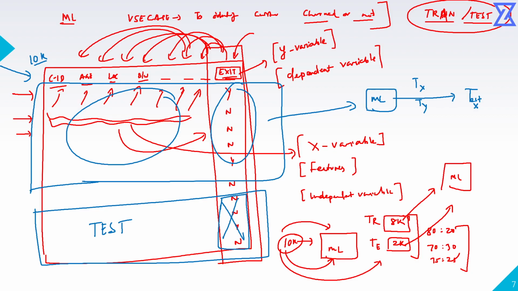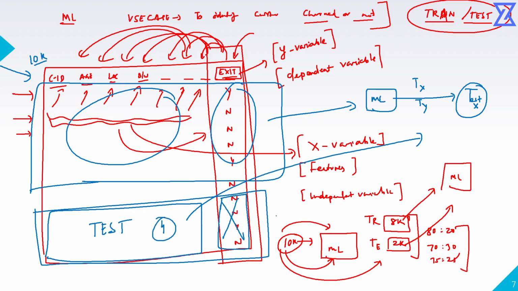So I will only pass my testing x data. What does this mean? This means I will only pass these x variables and call this model, and the model will be able to predict. Let's say, in simple terms, I only have 4 records here. The model will predict: for the first customer, churned, not churned, churned, not churned. These are my predictions. How will I get to know whether the model has done a good job or not?